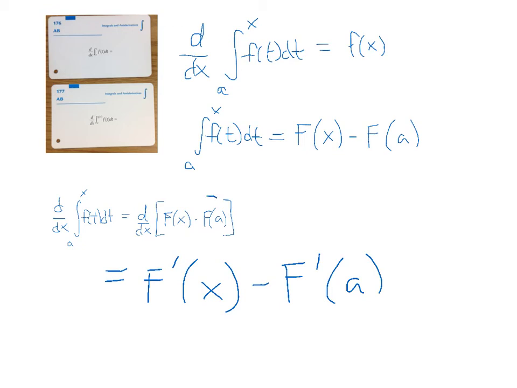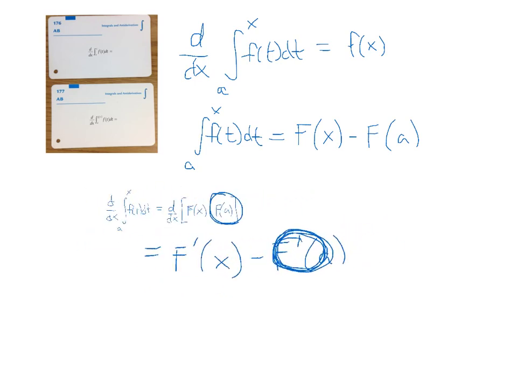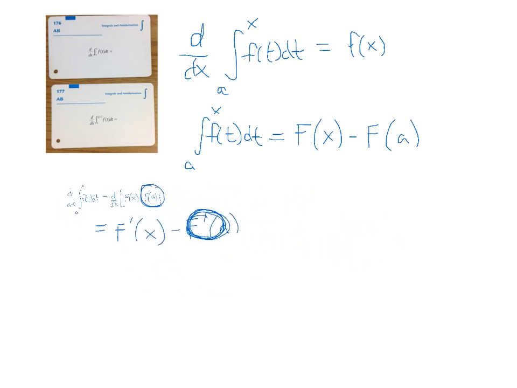Well, let's look at this F of a. A is a constant, so then F of a is a constant. What happens when you take the derivative of a constant? You're right, you get 0. So really that's just 0 right there. I don't want to write that anymore. It's just 0. So we'll move some of this out of the way. So what we have here then is just big F prime of x.